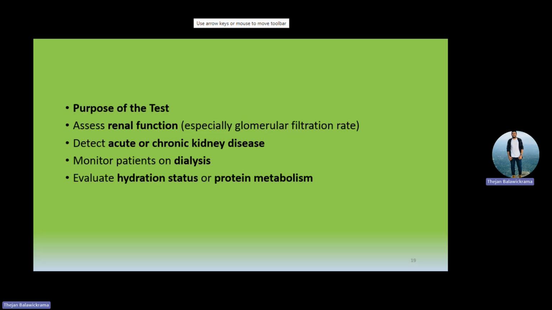If it is not happening properly, we call that situation acute or chronic kidney disease. In that case, patients have to do dialysis. You have heard about that when the kidneys are not functioning. That is like hydration status, protein metabolism. Those are the areas which are going to be attended by using this test.